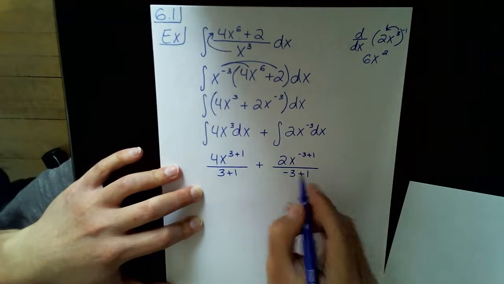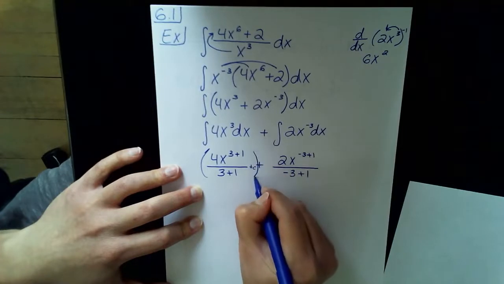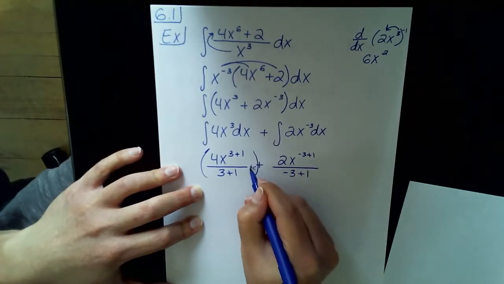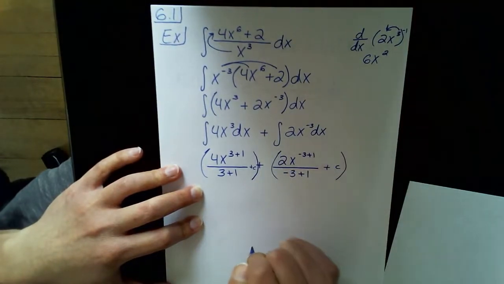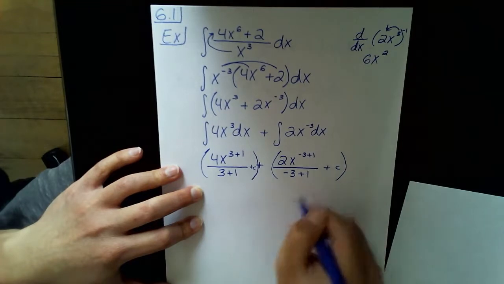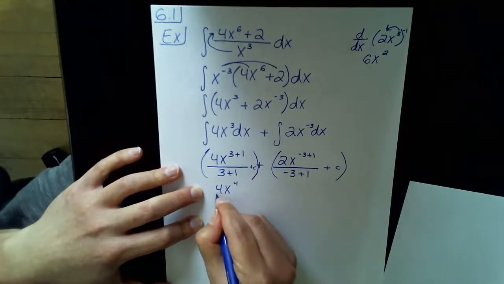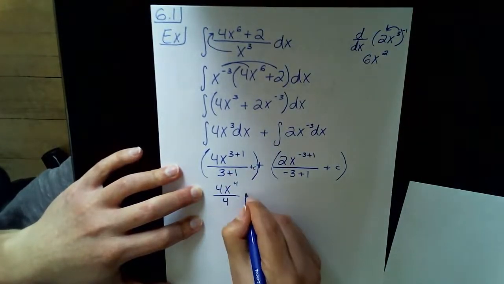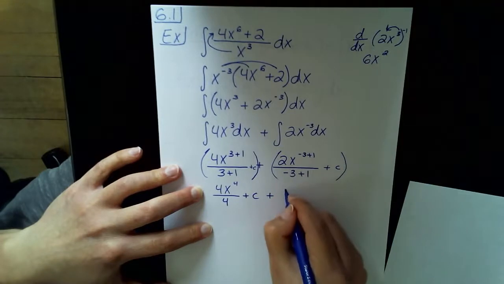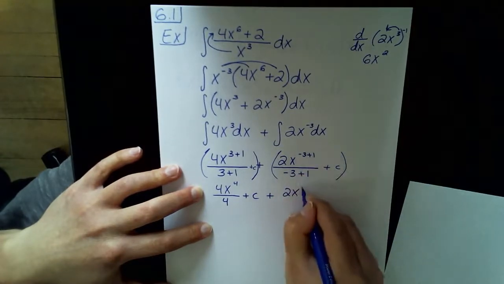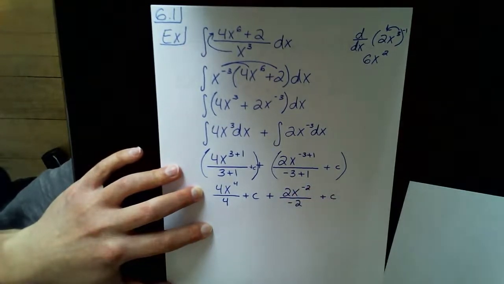It is worth noting that with each of these, there should be a plus c. I hope that's not too small to see there. It's just a plus c I'm adding in. And then again, a plus c again. And when we do this, we get 4x to the fourth over 4 plus c plus 2x to the negative 2 all over negative 2 plus c again.